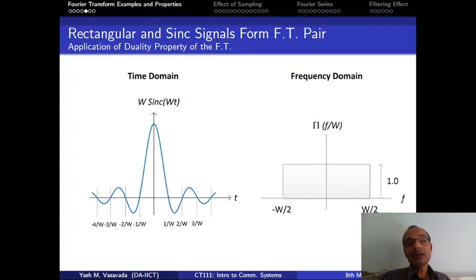Now again, we can directly apply the duality property and say that in the time domain, if I have a SINC function which looks like this, in the frequency domain I am going to get a nice rectangular pulse. So now this is something which we should hold a moment and consider why this is important.